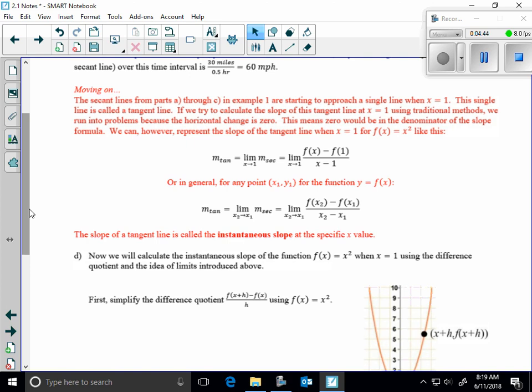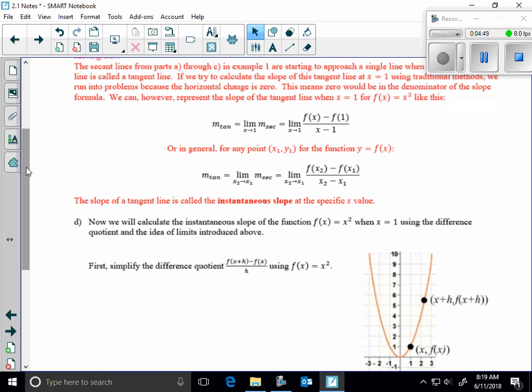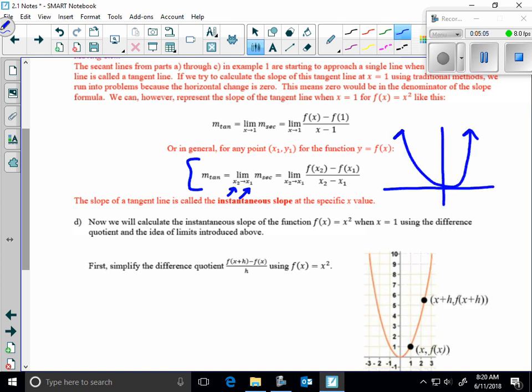So the slope of the tangent line is called the instantaneous slope at a specific x value. Now what's happening here in the second formula is that the slope of the tangent line is our second x value approaching our first x value. Right? So when we looked at this, our first x value is here. Our second x value started to approach that and would then eventually, as we'll see in the following examples, become that, and we'll get the instantaneous rate of change.